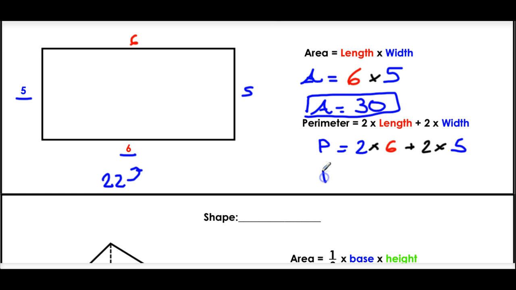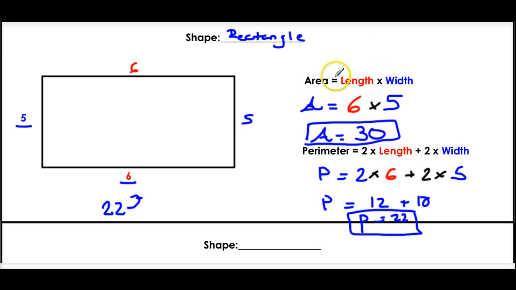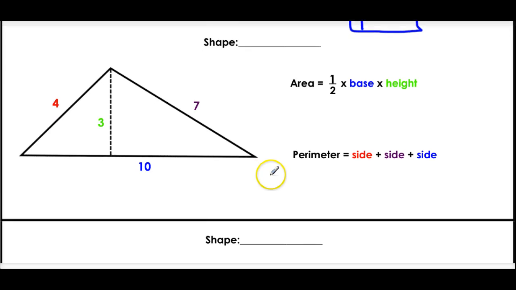When we do this, we get P is equal to 2 times 6, or see it like this, 2 times 6 is 12, plus 2 times 5, which is 10. And we get the same thing again. P is equal to 12 plus 10, which is 22. All right, we got our two formulas again. Remember, to find the area, length times width. Perimeter, 2 times the length, 2 times the width, which is just a simpler way of saying 6 plus 6 plus 5 plus 5. 2 of the lengths, 2 of the widths.